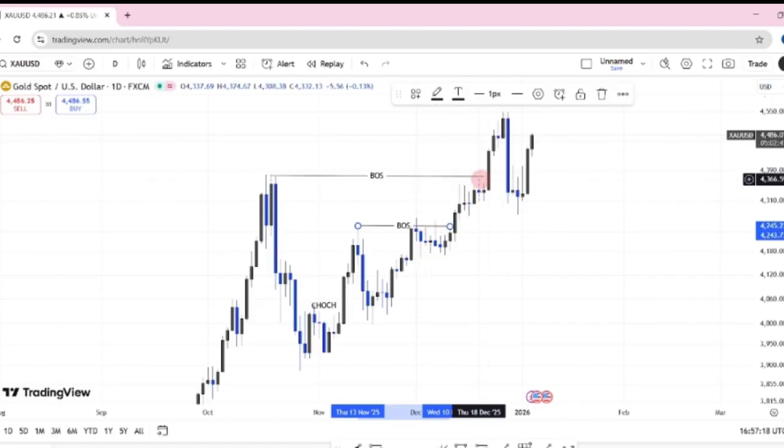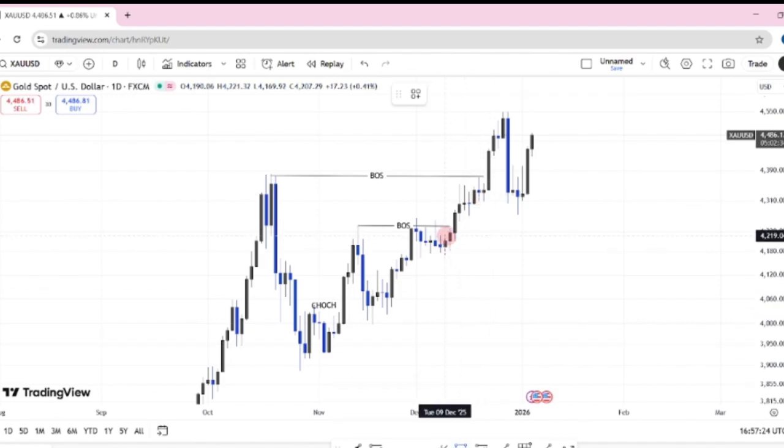All right, so we have another break of structure at this level, and having this break of structure at this level gave us what? First, we have this order block.